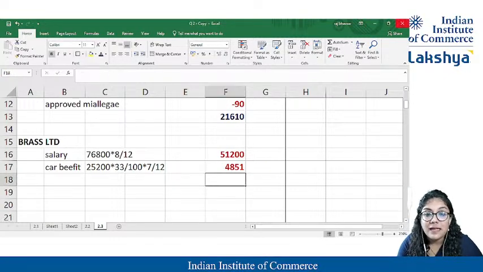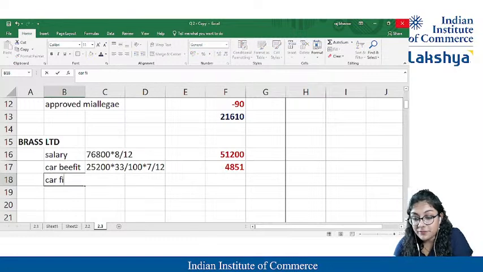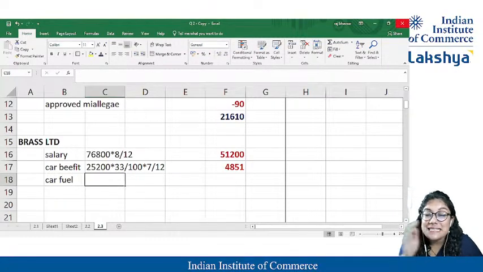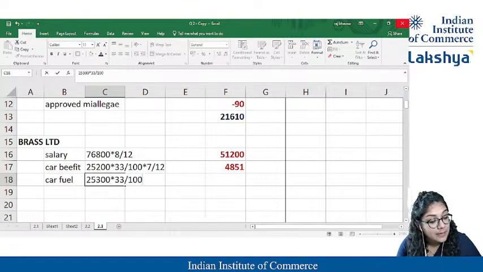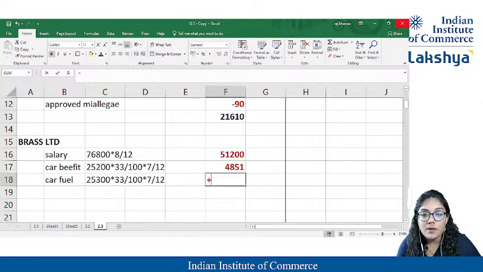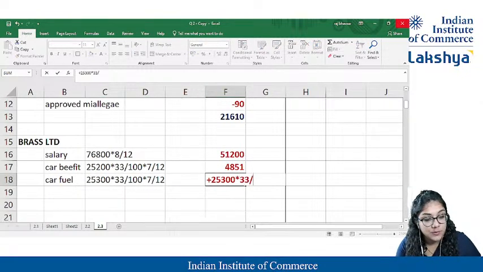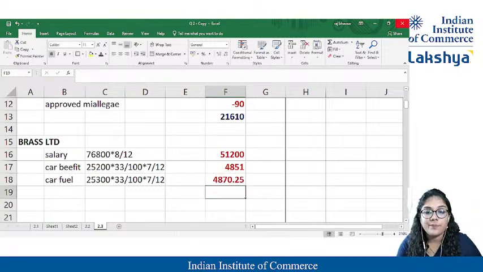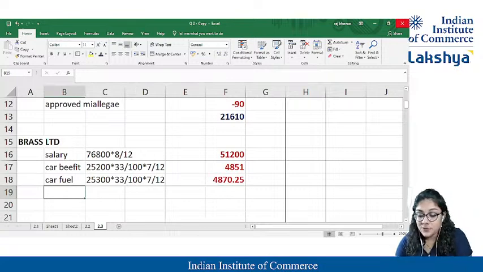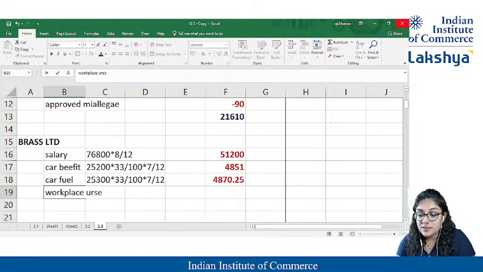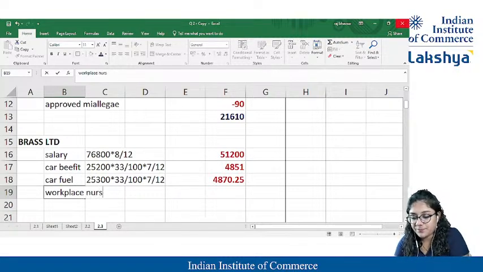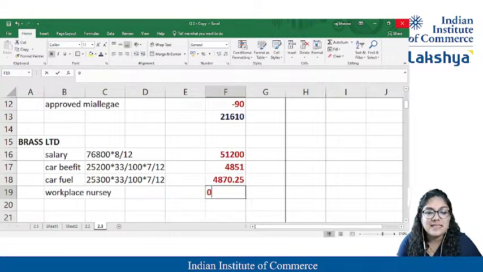Then we got the car fuel benefit. The fuel benefit is 25,300, again whatever the percentage, and again the exact months. So I was supposed to do 25,300 into 33 by 100 into 7 by 12. I hope everyone is getting it clear. If you check the next transaction, they have given some workplace nursery for kids. Are they going to pay? No ma'am, it's an exempt income for us, so we need not pay that.